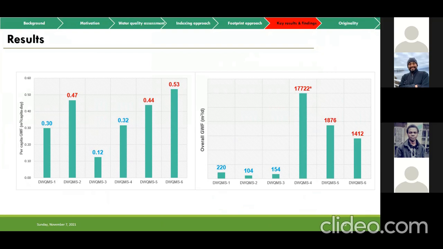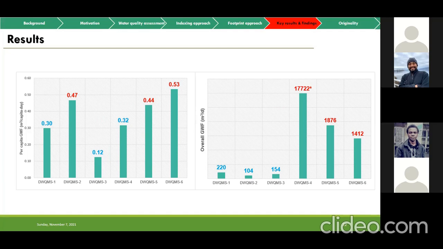On the per capita scale, there were different scores. On the overall scale, there were different scores, and that's real because some communities are small, some communities are big. If the community is small, there's more possibility that each person is creating more impact.